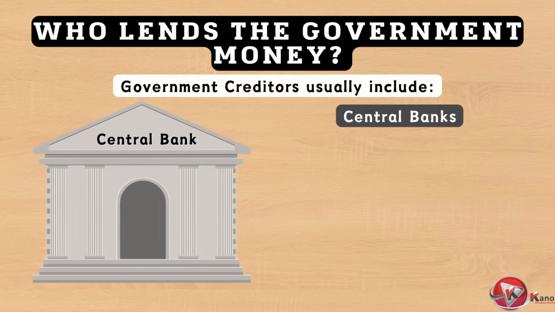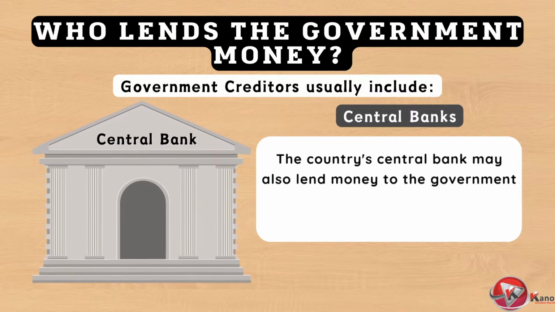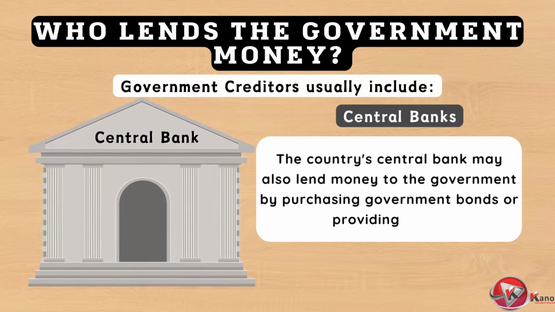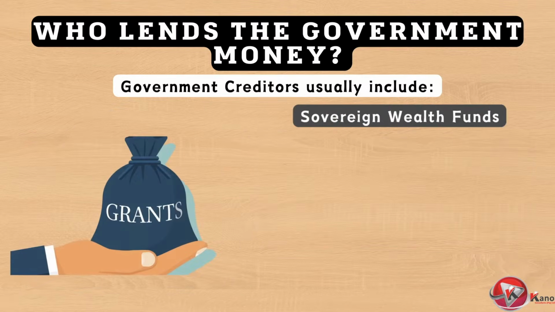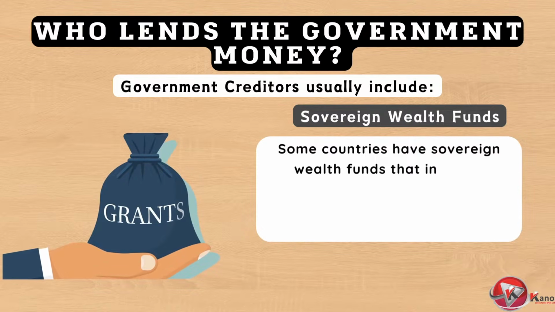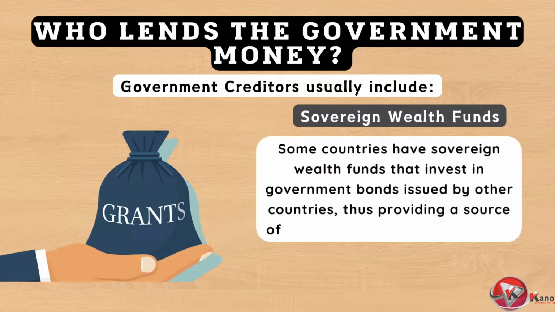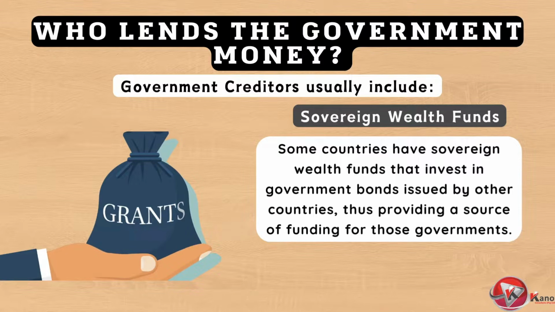Central banks. The country's central bank may also lend money to the government by purchasing government bonds or providing loans. Lastly, sovereign wealth funds. Some countries have sovereign wealth funds that invest in government bonds issued by other countries, thus providing a source of funding for those governments.